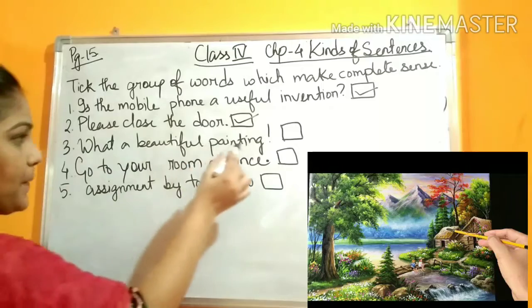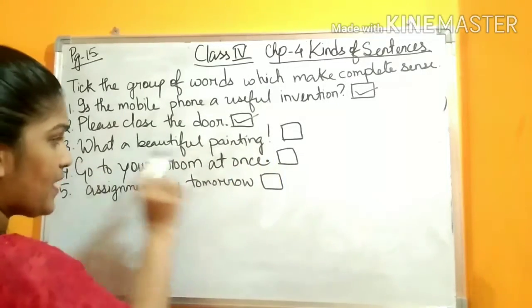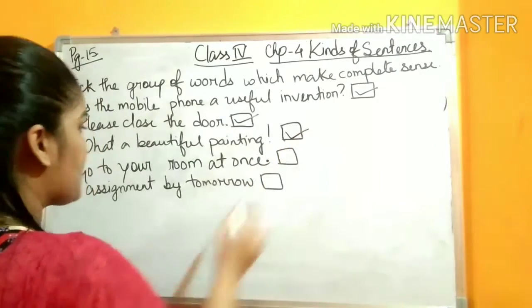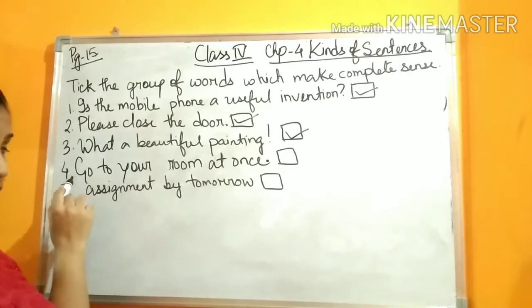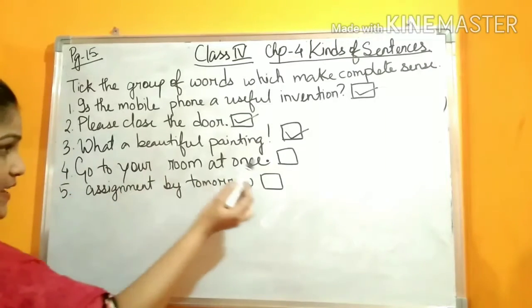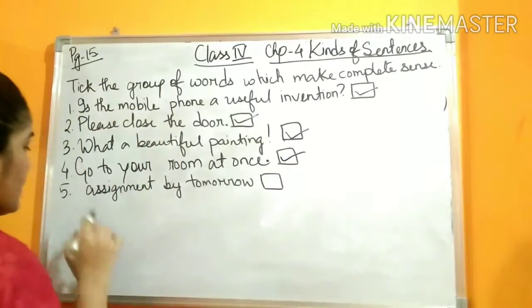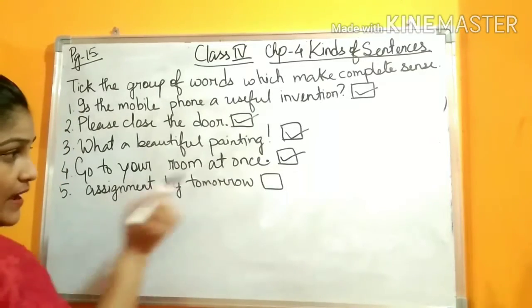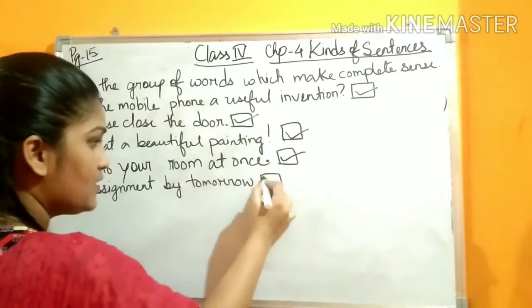What a beautiful painting. It starts with a capital letter, it ends with an exclamation mark and it can be understood fully. So this is also a sentence, tick mark. Now go to your room at once. This one, it starts with a capital letter, it ends with a full stop. This is also a sentence. Next, assignment by tomorrow. It starts with a small letter and there is no full stop, no question mark, no exclamation mark. So this is not a sentence.